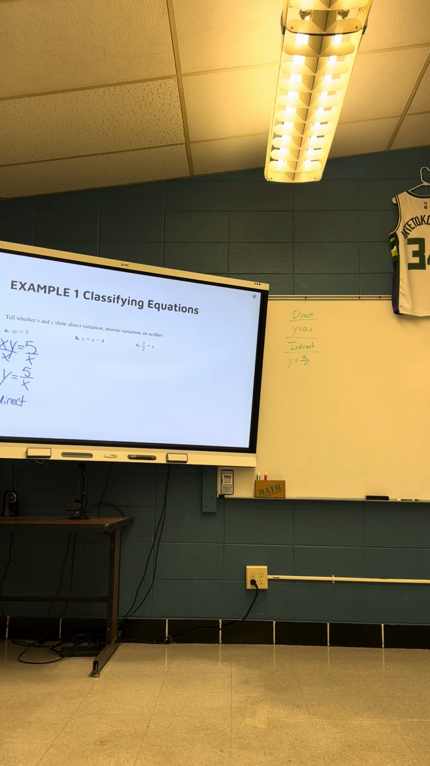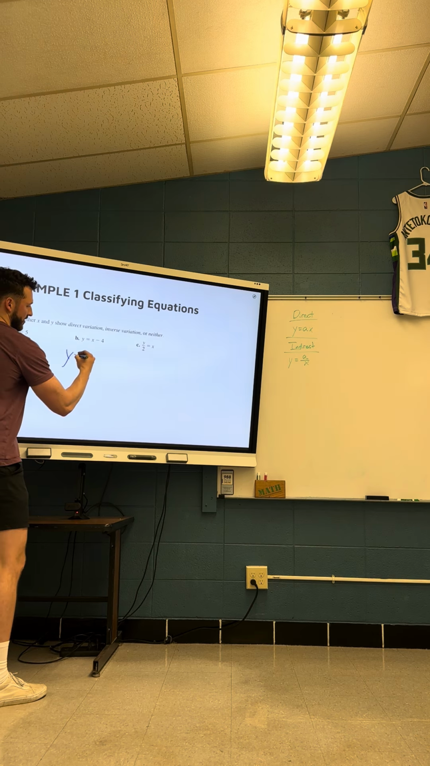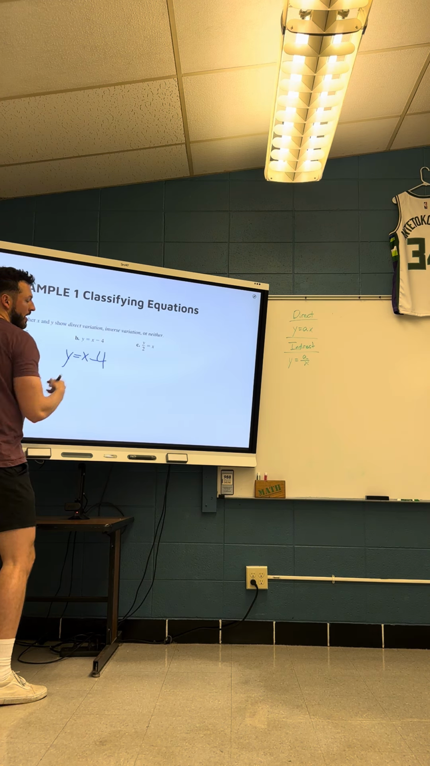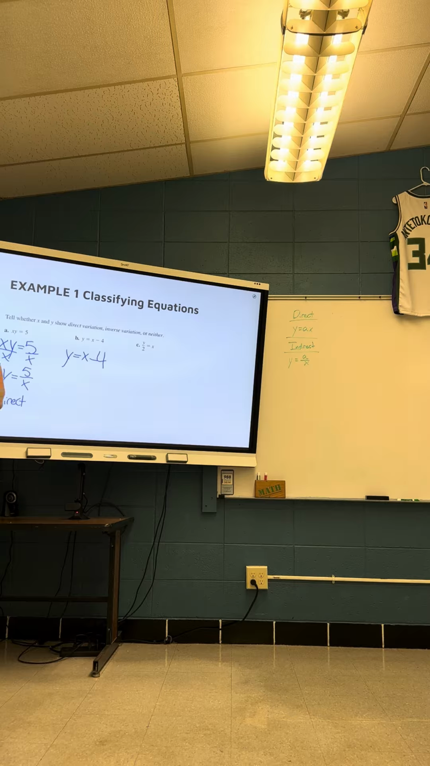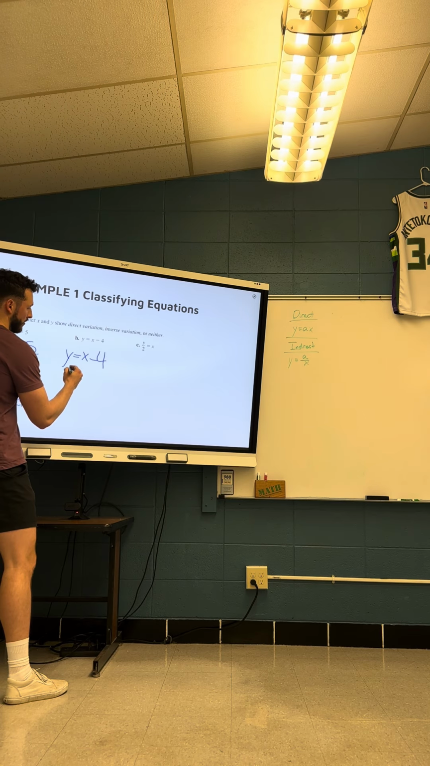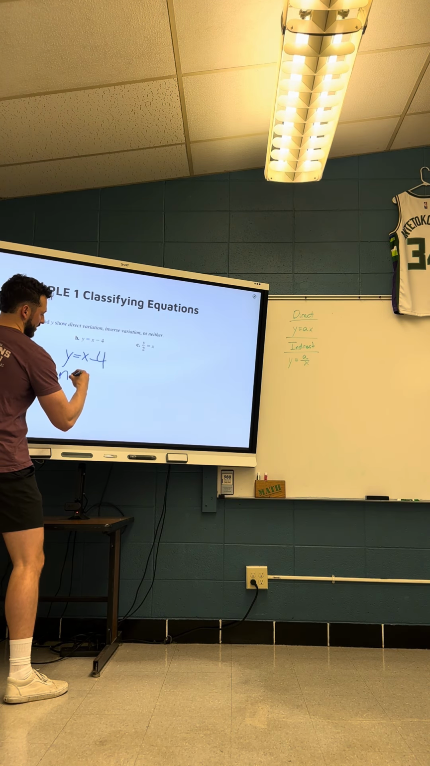If you compare that to the two equations that we have up there, this is obviously indirect variation. All right, letter B, we have y equals x minus 4. I mentioned right away that if we've got something like this, it has to be exactly like y equals something times x, or y just equals x. In this case, it's y equals x minus 4, all right? That means we're subtracting something. It cannot be indirect or direct. So this would be neither.